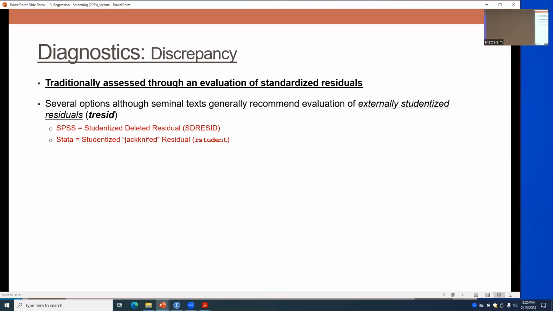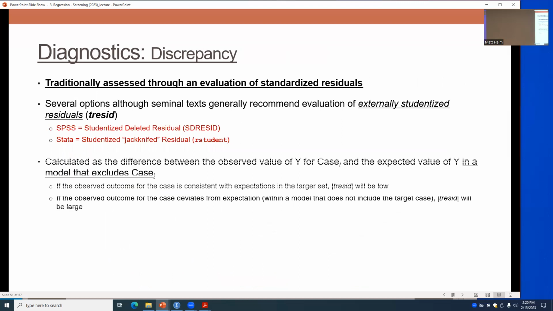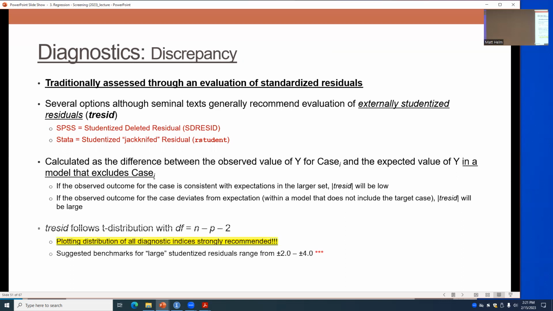Okay. So again, think about our studentized deleted residuals. These are calculated as the difference between the observed value of Y for a given case relative to the expected value of Y in a model that doesn't have that particular observation in the model. Again, what we're trying to do is pick up any weird masking stuff that may go on in our data.